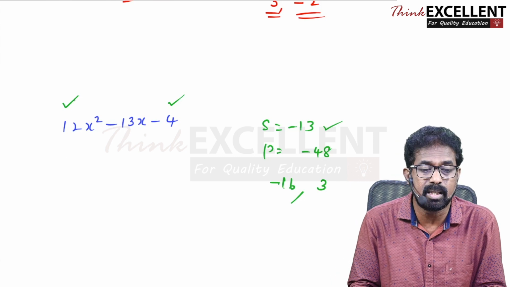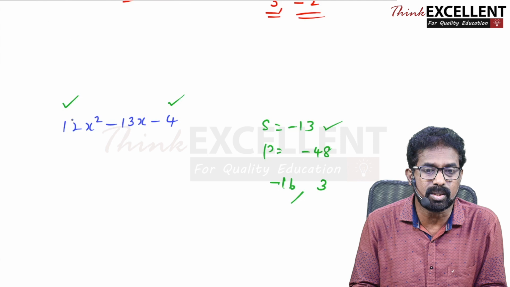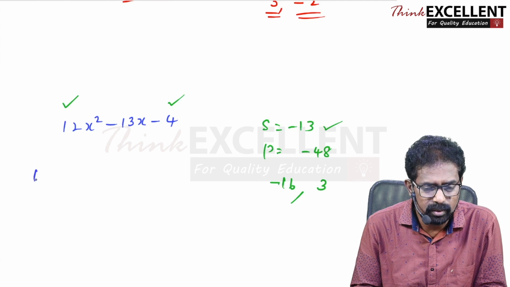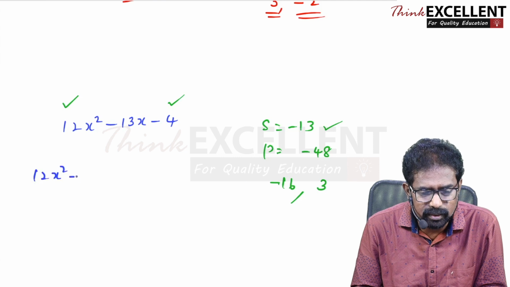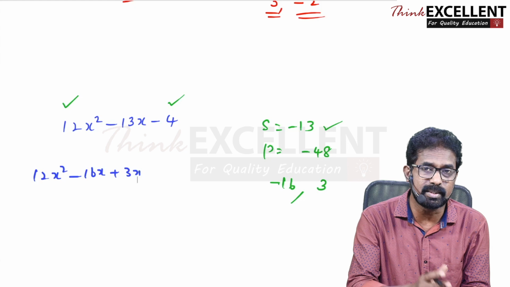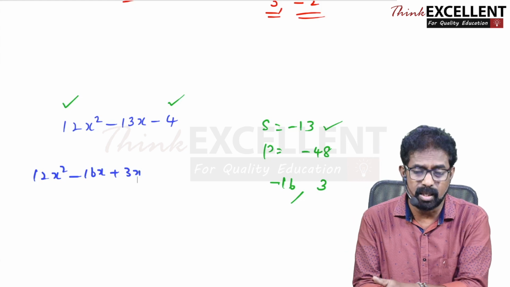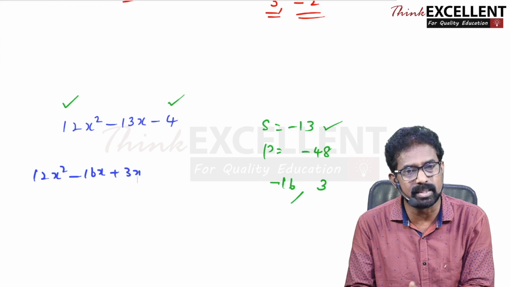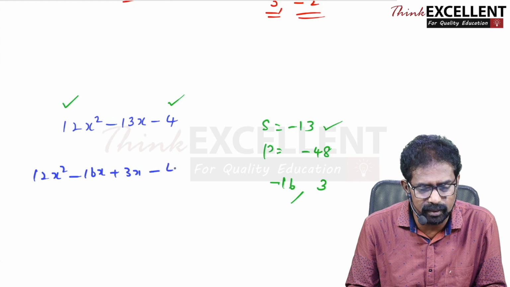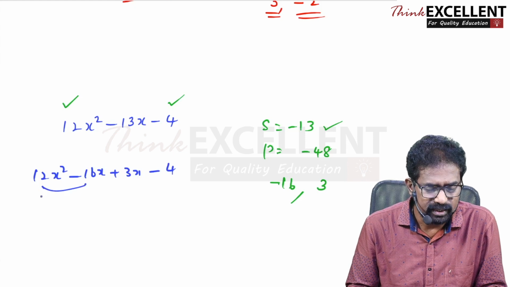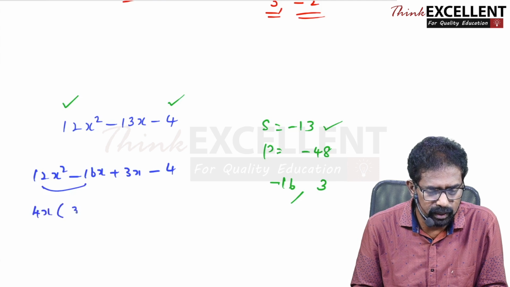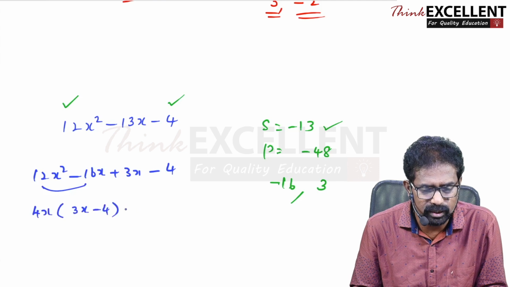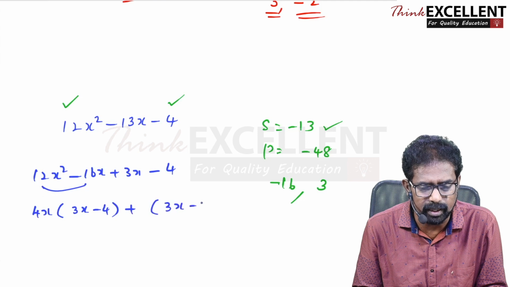You can't write directly because a value is not 1. So split the middle term, 12x square minus 13x, you write minus 16x plus 3x. The order can be changed. Minus 16x plus 3x, or first you write plus 3x minus 16x. Any method, you will get the same answer. Group first and second, you can see 4x is common. You will get 3x minus 4. In the last two, nothing is common. You write 3x minus 4.